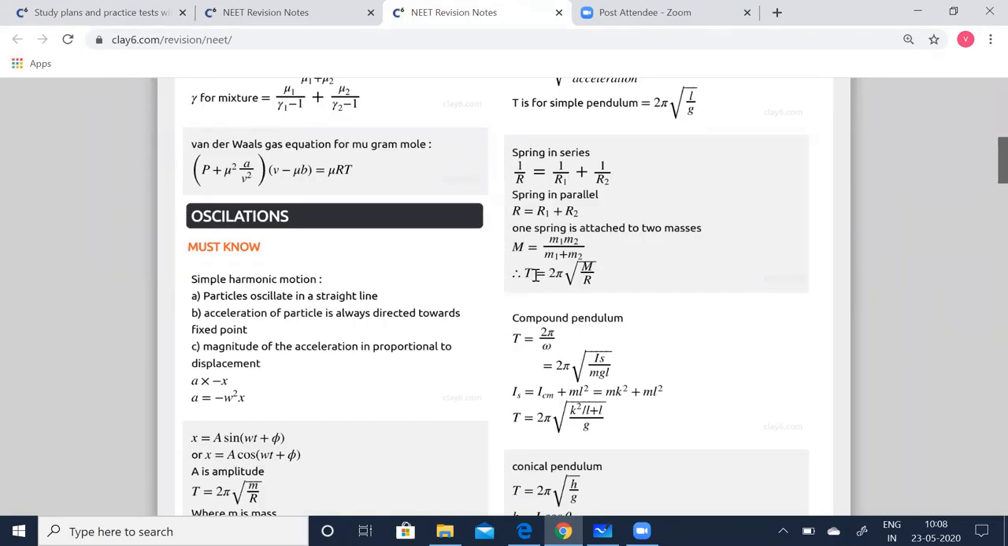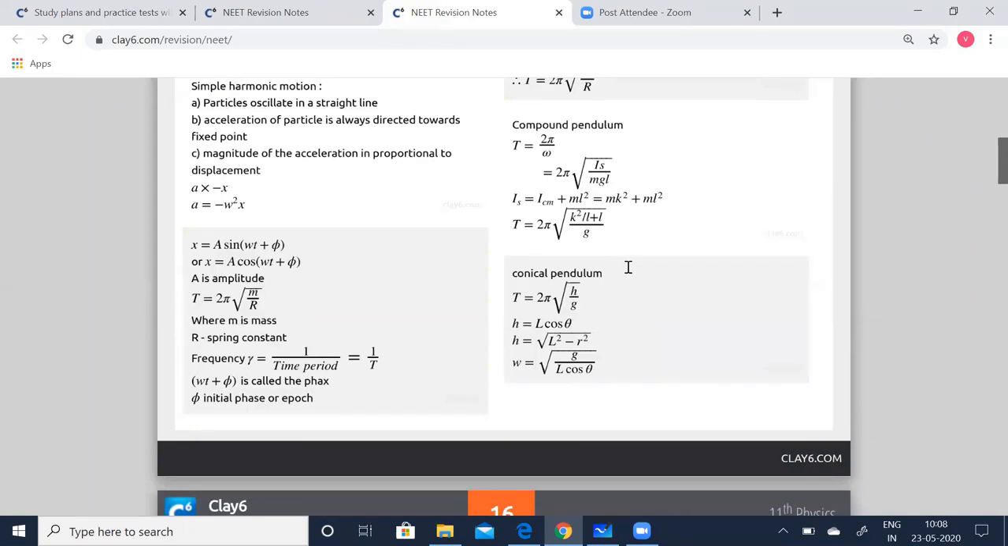So you substitute this, and you get the time period T is equal to 2 pi root of m by k. A compound pendulum: the time period for a compound pendulum is equal to 2 pi by omega, which is equal to 2 pi root of I by mgl, where I is the moment of inertia.